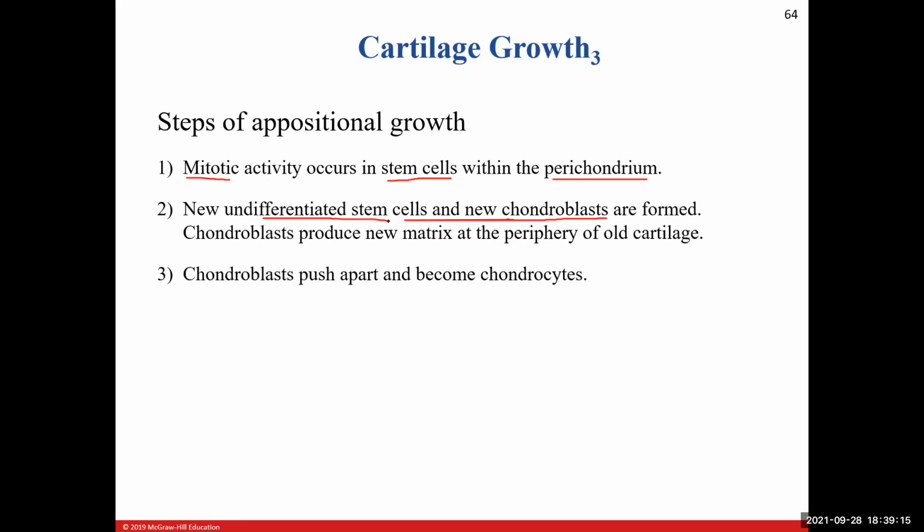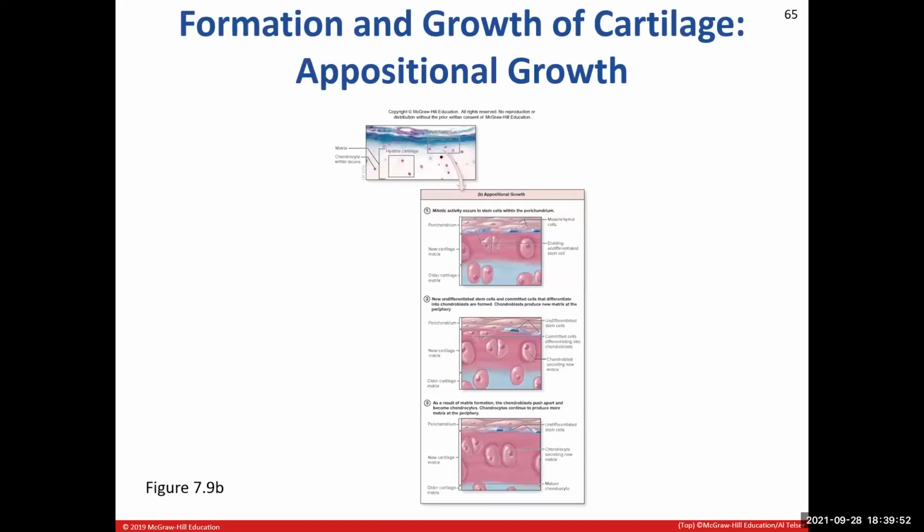So enough about the stem cells. With our newly formed chondroblast, what does that chondroblast do? Blasts build. So chondroblasts are going to produce new cartilage matrix, but this occurs at the edge of the old cartilage. So what does that do? It pushes that cartilage away. So it expands the outer portion of the cartilage there. So those chondroblasts are going to push apart, and as they push apart, they become chondrocytes. I got pictures. Always got pictures.